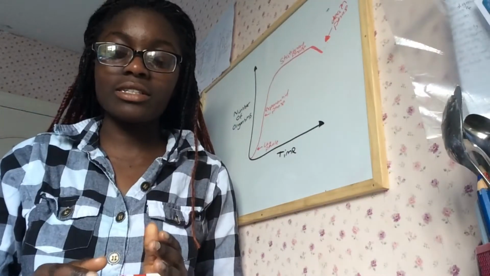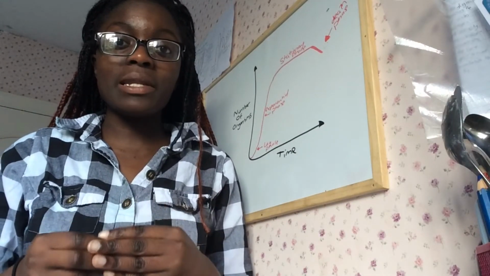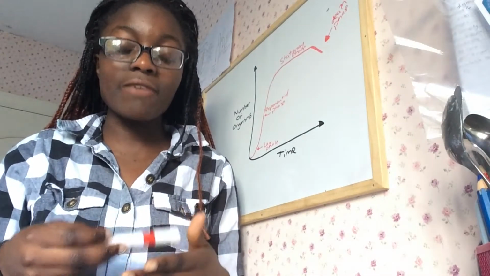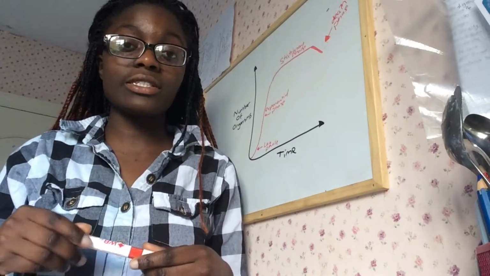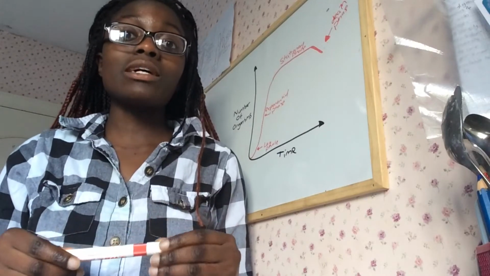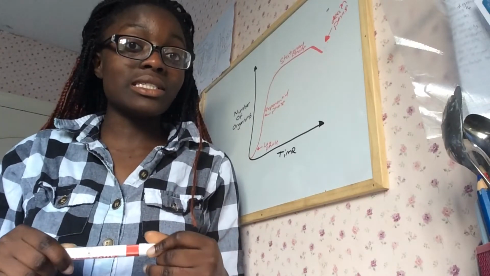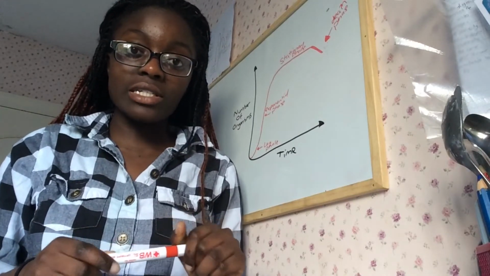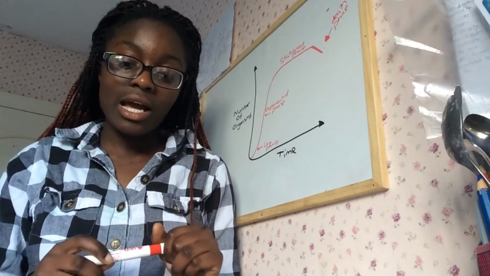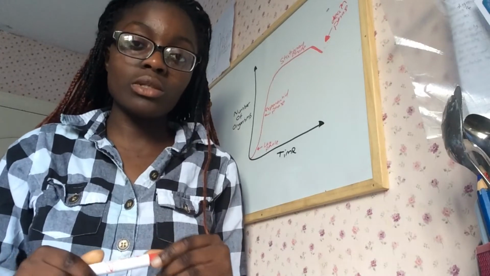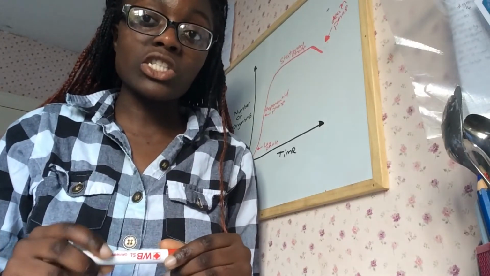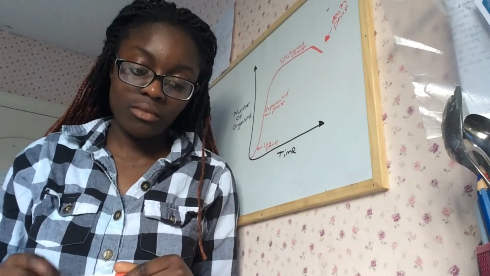Density dependent factors are factors which are dependent on the population size. So the effect increases as the population size also increases. For example, toxic waste will increase as a population increases, disease increases as the population increases, and depletion of food supplies will also increase as a population increases.